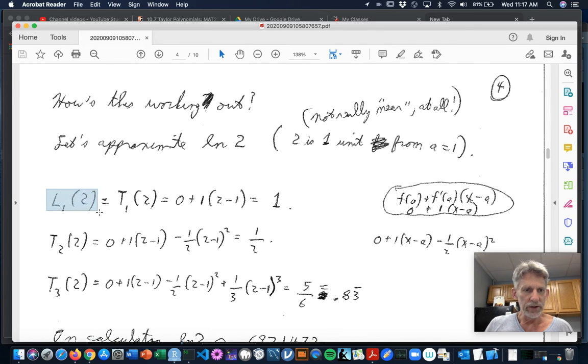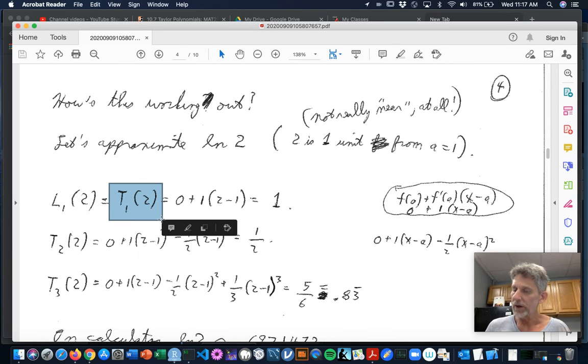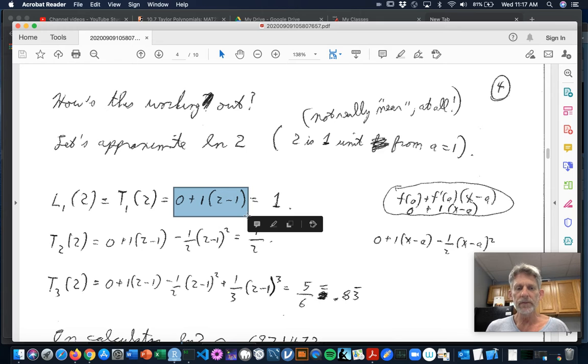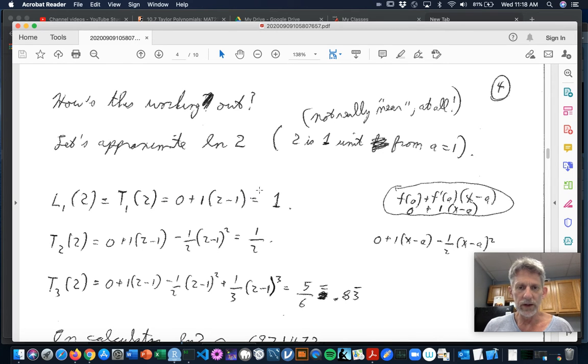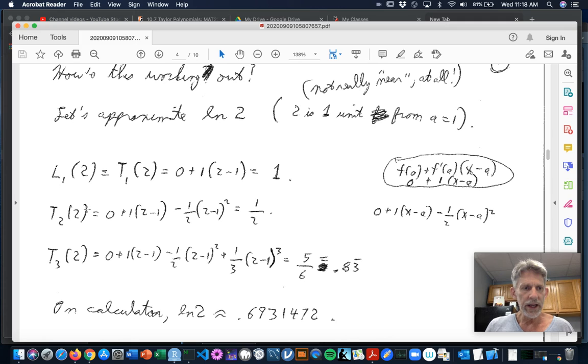So I try the linear approximation. I'm just going to call that T1 of 2 because it's a first-degree polynomial. And so that was the 0 plus the 1 times x minus 1. So I plug in x is 2, and I get 1 out. Okay, and let's see what that second-degree polynomial would have done. That's the linear approximation minus the 1/2 times x minus 1 squared. And so I put in x is 2 there, and I'll get the 1 from here minus a half, which turns into 1/2.